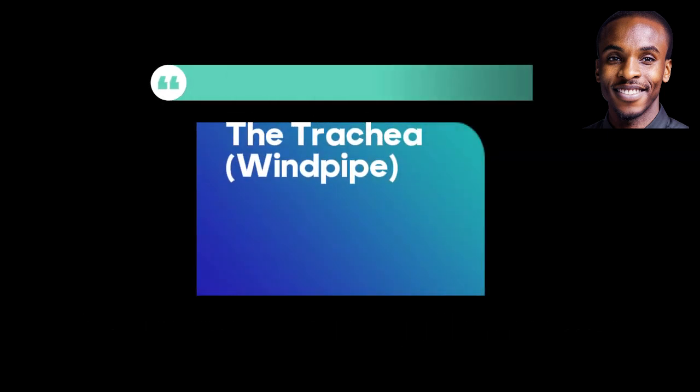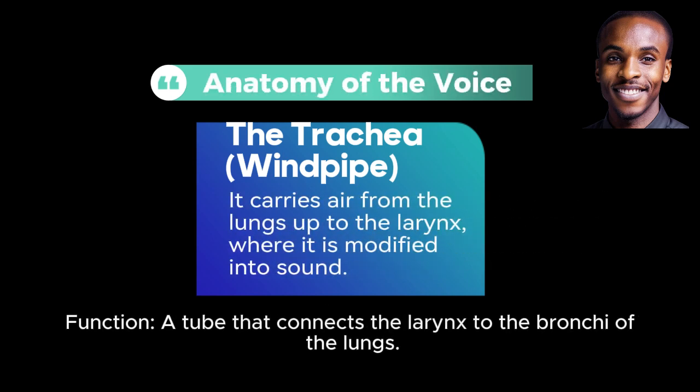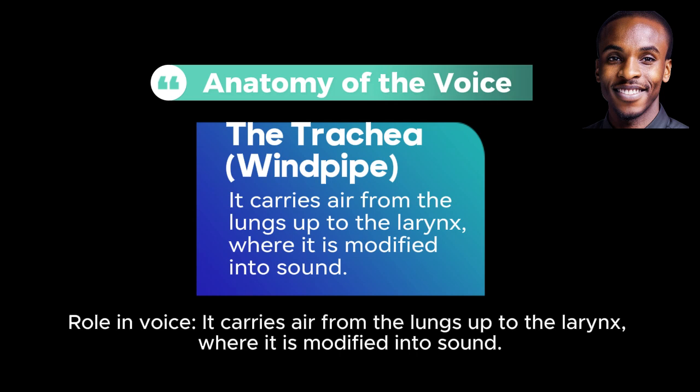The trachea. Function: a tube that connects the larynx to the bronchi of the lungs. Role in voice: it carries air from the lungs up to the larynx, where it is modified into sound.